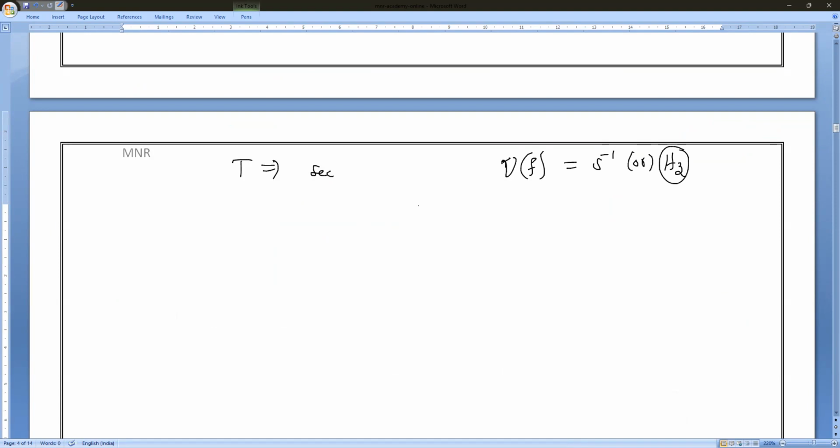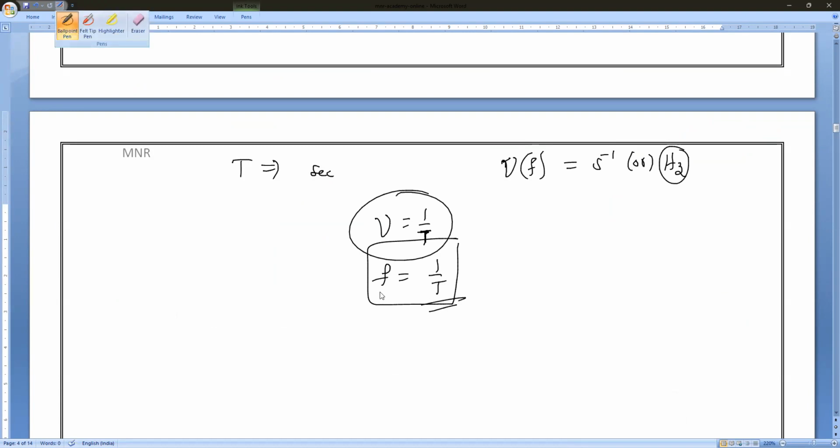Don't get confused, because frequency is equal to 1 by time period. F is equal to 1 by T. If you don't get confused, you can use this symbol. But if you go to 11th class, you cannot use this symbol for frequency. So please note it. This is all about it.